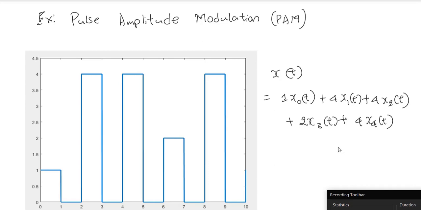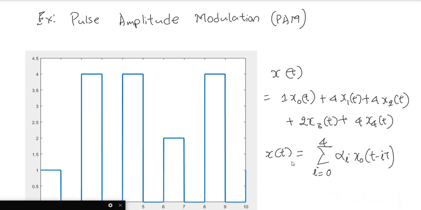So this time, we can mathematically express this signal, x of t, as a sum of not just the shifted fundamental periods, but weighted and shifted, right? x0 is weighted by 1, x1 is weighted by 4, and so on. In sigma notation, this expression looks as follows, where x of t is the sum from i equal to 0 to 4. We take the ith signal, which is just the fundamental, the zero signal shifted by i times the fundamental period, and then you weight it by a certain coefficient. Okay, so these coefficients are basically these amplitudes.